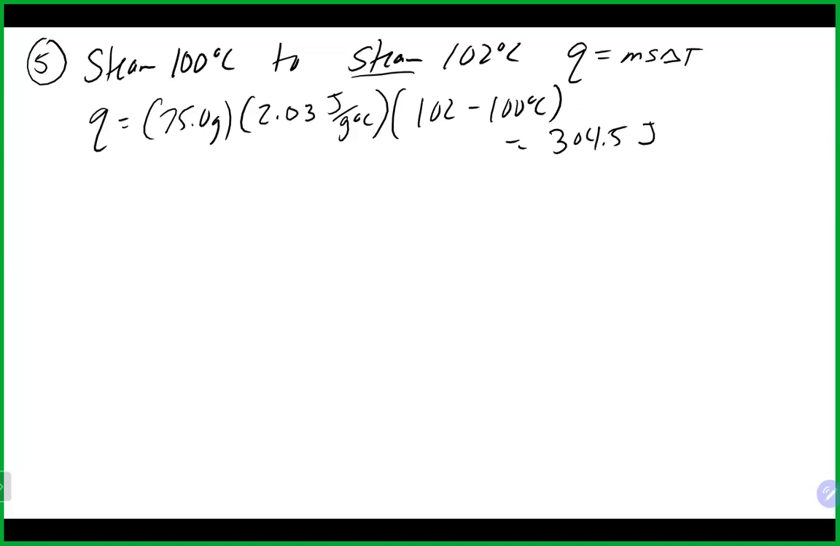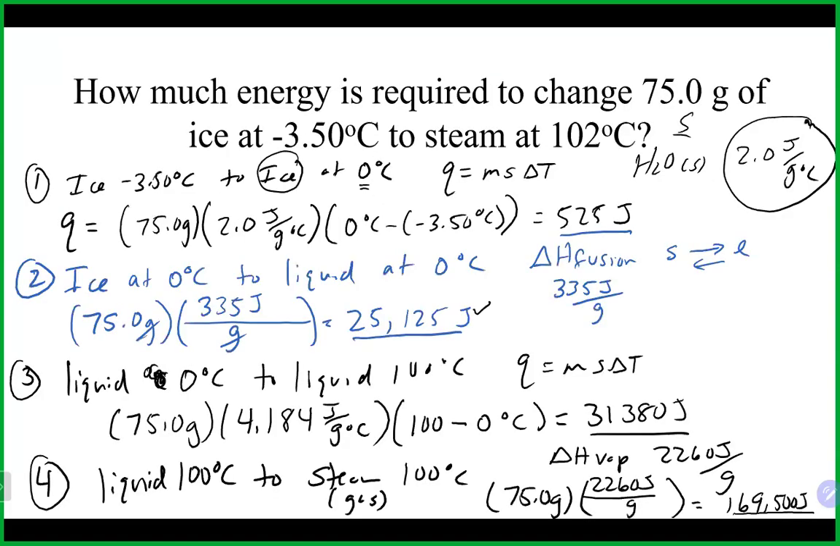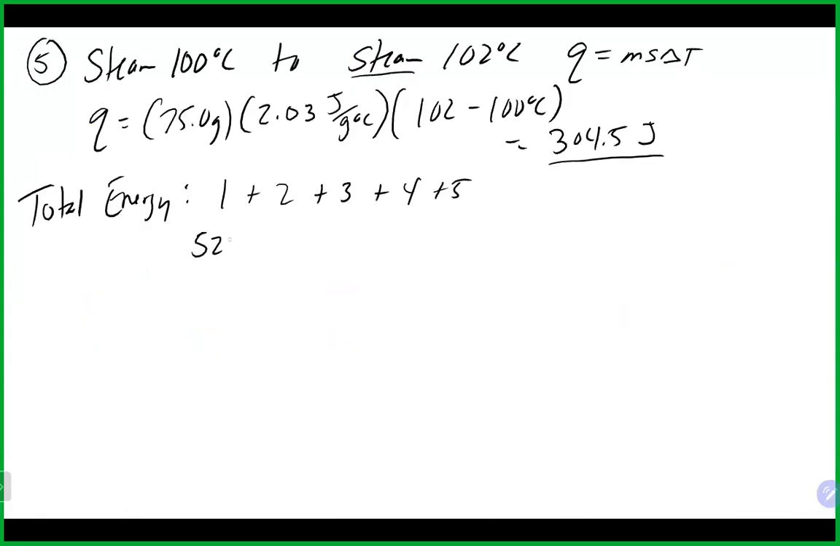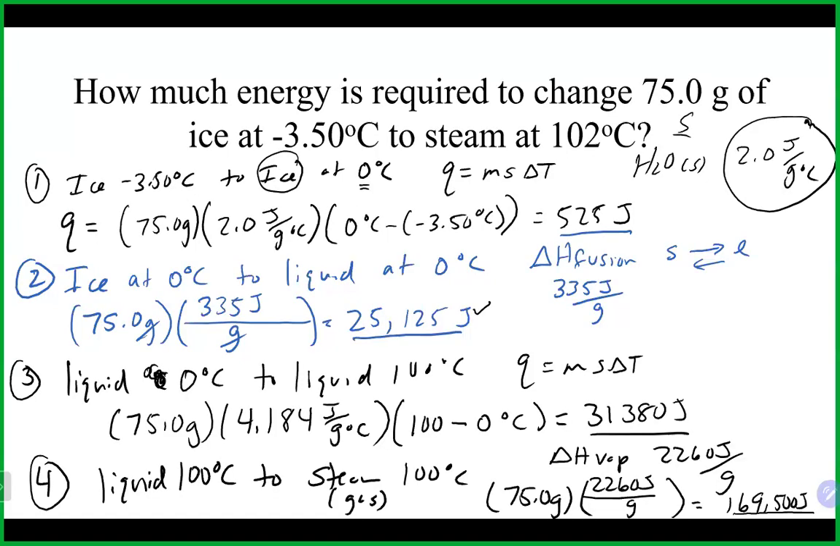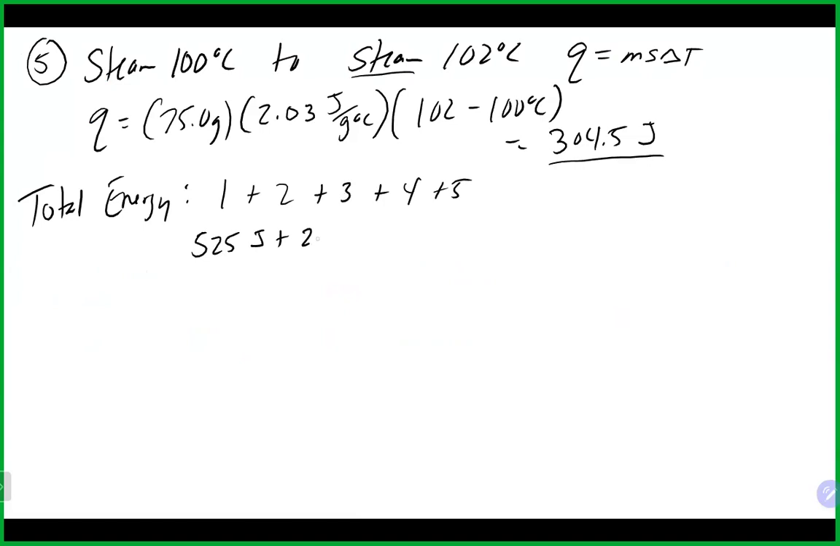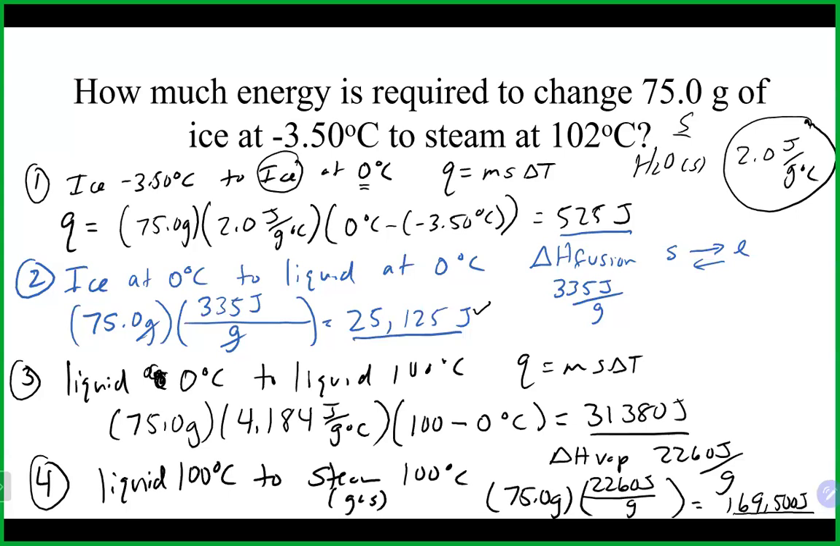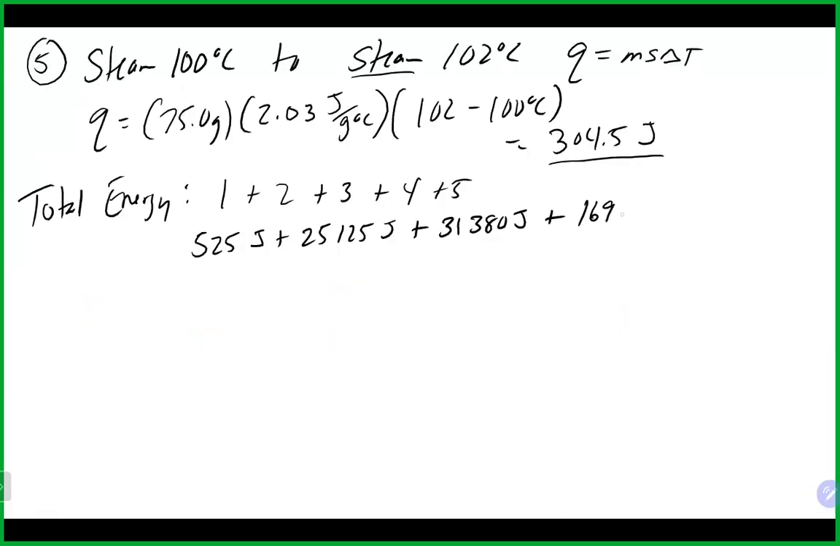So what do I do now with my 5 different numbers? What I want to do is figure out the total amount of energy required to do all those steps. So the total energy would be taking step number 1 plus step number 2 plus step number 3 plus step number 4 plus step number 5, adding them all together. So let's just pull those numbers out. 525 for the first one. We got 125 for the second. And third there was 380. And our fourth one there was 169,500, it looks like. 169,500 joules. And lastly, our last one, 304.5 joules.